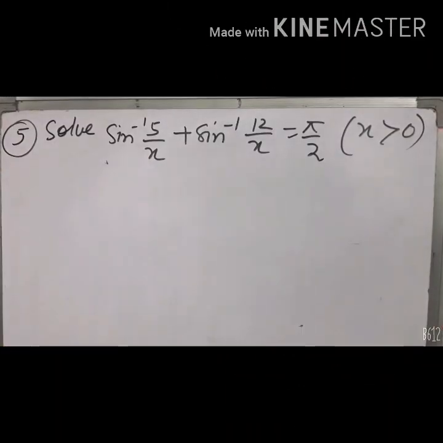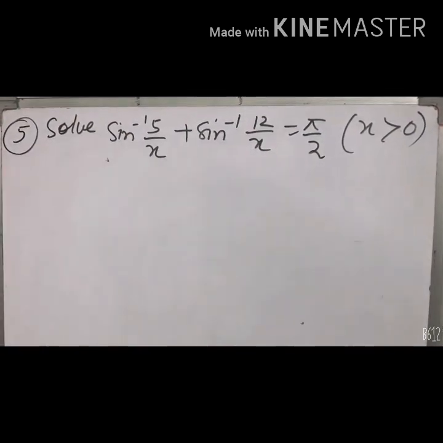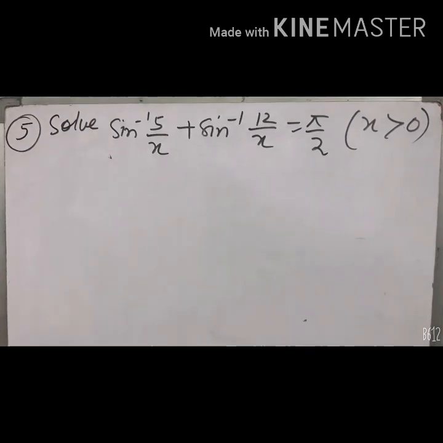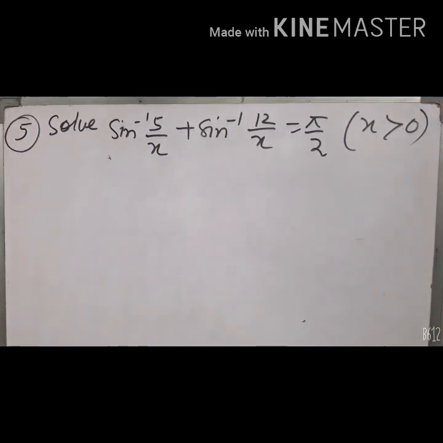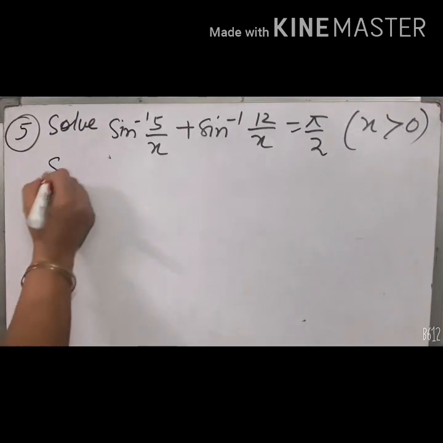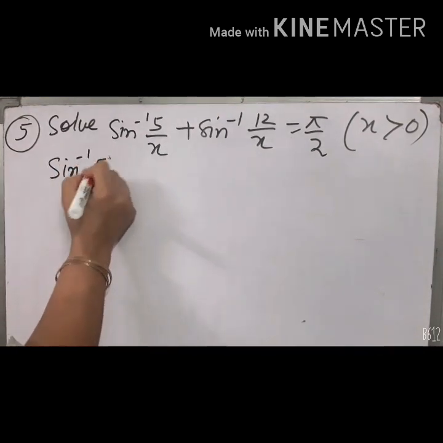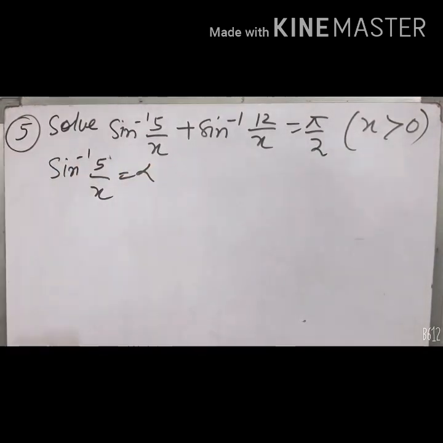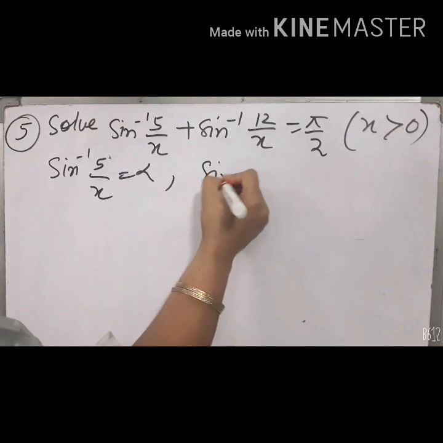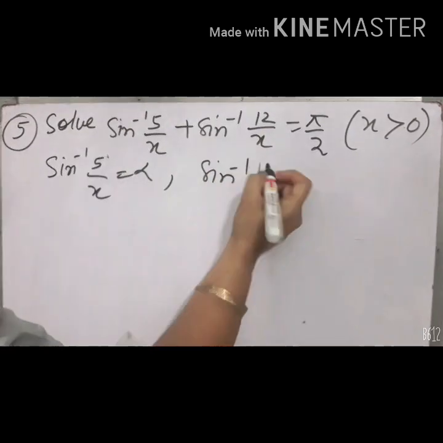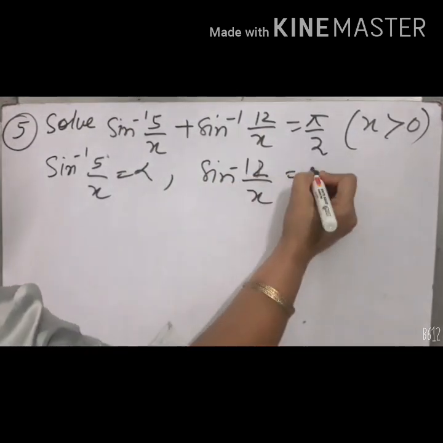Fifth question is solve, means find out the value of x. Sine inverse of 5 by x plus sine inverse of 12 by x is equal to pi by 2, where the condition is given that x should be greater than 0. Now what I will do, I will take sine inverse 5 by x is equal to alpha. Sine inverse 12 by x is equal to beta.